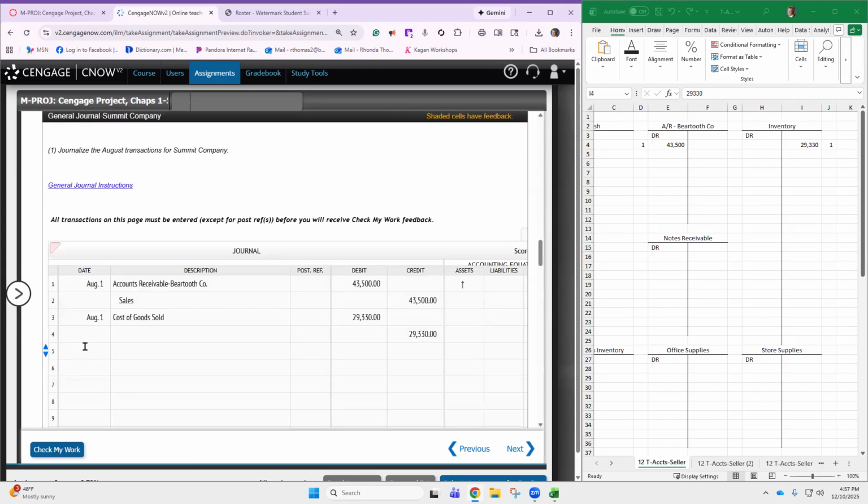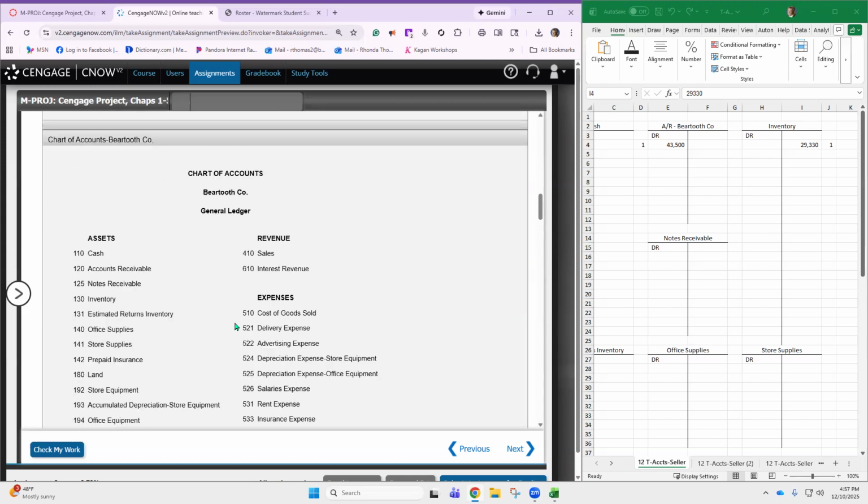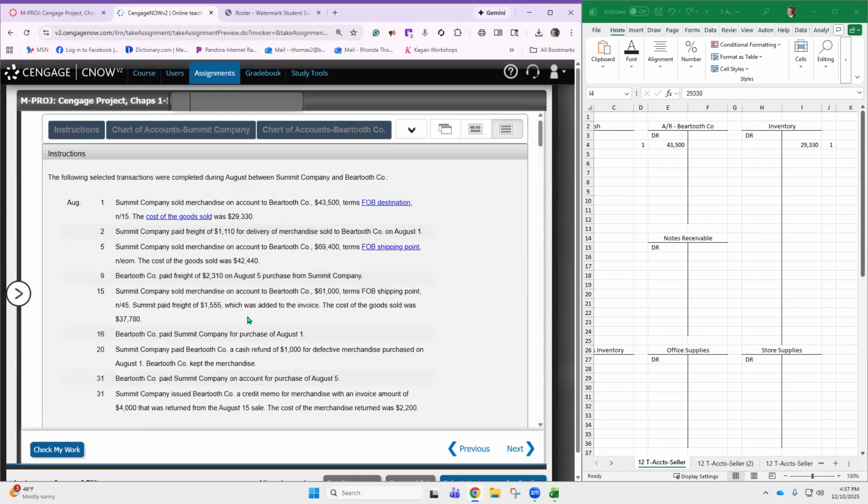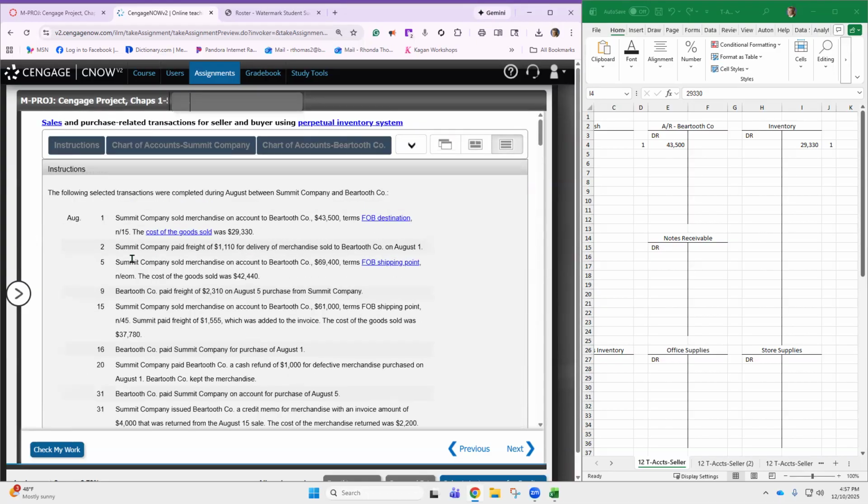Okay, August 2nd, right here. So you should be on line 5 now. August 2nd. Okay, now let's read it. I think it's another seller, right? It's another seller transaction. So it says Summit Company paid the freight of $1,110 for delivery of merchandise sold to Beartooth on August 1st.